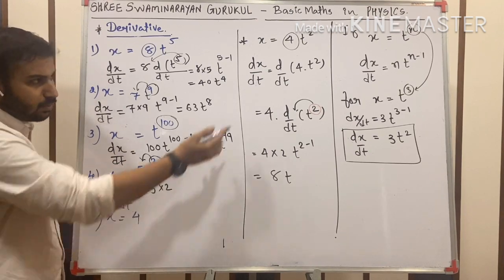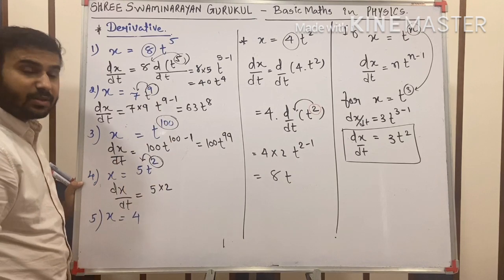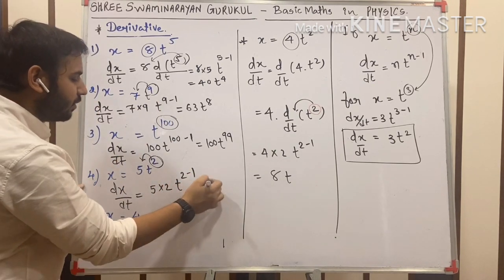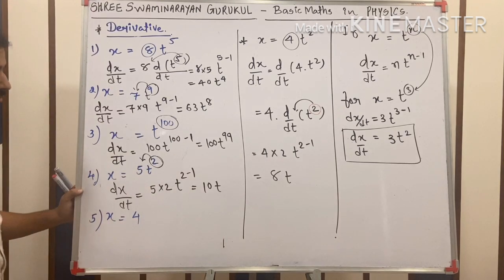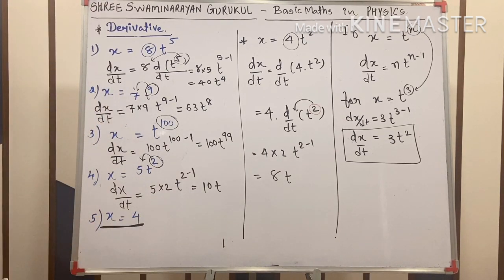Okay. In this question, dx upon dt, 5 as it is, 2. Okay, 5 into 2. Check that n is equal to 2 over here. 2 minus 1. So 10 into t. Finish. Now, x is equal to 4.